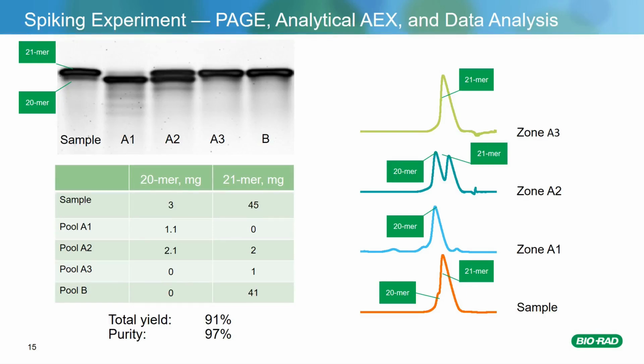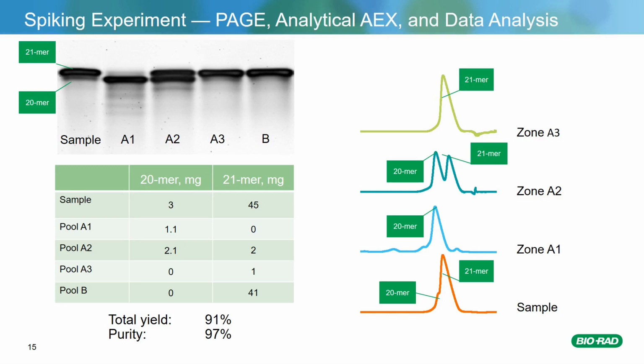Here are the results of the page analytical AEX and the data analysis of this spiking experiment. So up top you see the SDS page runs of the fractions A1, A2, A3, and B, which is the main peak. The initial sample had 3 mgs of the 20 mer and 45 of the 21 mer. Pool A1 had 1.1 of the 20 mer, no 21 mer. Pool A2 had 2.1 of the 20 mer and 2 mgs of the 21 mer. A3 had no 20 mer, it was all removed by A2. And pool B, which is the main fraction of the 21 mer, had 41 mgs.